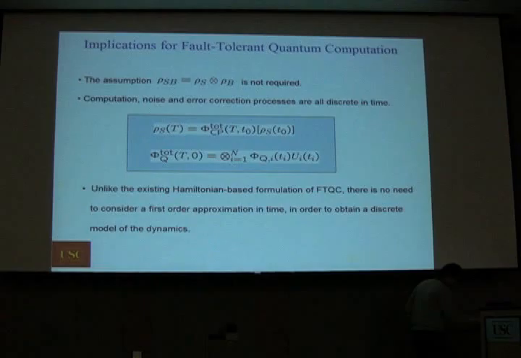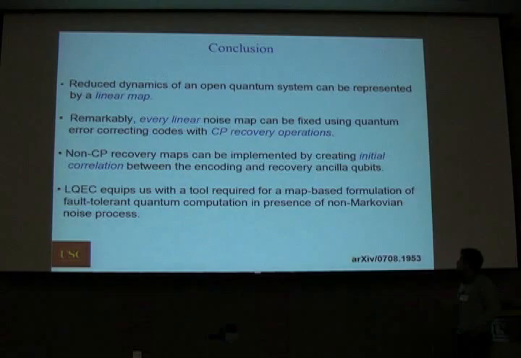So let's end with my conclusion. I just reviewed them. What we get is that we could show that a reduced dynamics of an open quantum system can be represented just by linear maps. And the other thing was that every linear noise map can be fixed just by the standard codes that we know, just by CP recovery. And this was the idea of the non-CP recovery, that just by creating initial correlation between encoding and recovery and ancilla qubits, we can implement a non-CP recovery.